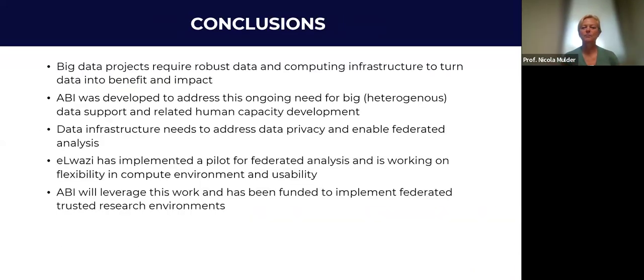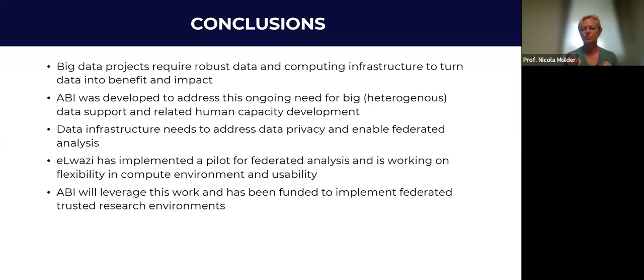So in conclusion, big data projects, especially in the life sciences, require robust data and computing infrastructure to enable us to turn this data, which is information, into knowledge and impact. ABI is hopefully going to be able to deal with this big heterogeneous data and build the human capacity that's required to work on this. We need the data infrastructure. We need it to be cognizant of data privacy and data protection laws and any legislation, all these new frameworks, but at the same time, recognizing open science. Open science is where you get impact. If you keep just your little data set with you, it's never going to have global impact.